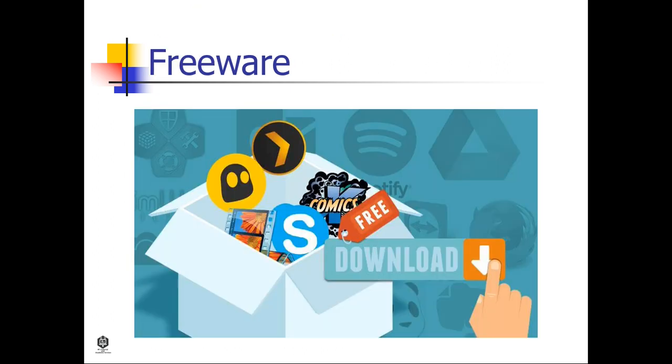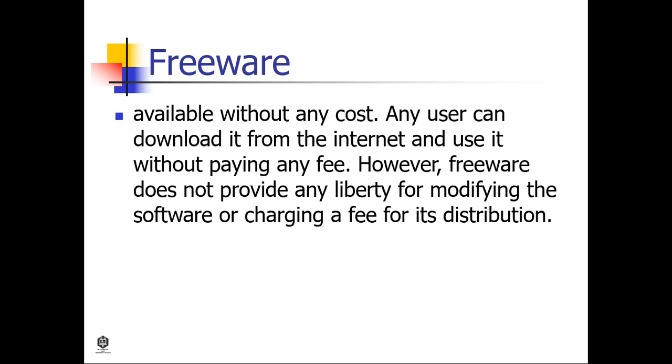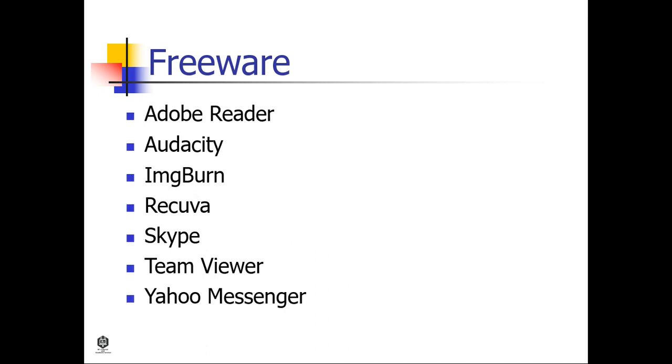Freeware. Freeware software is available without any cost. Any user can download it from the internet and use it without paying any fee. However, freeware does not provide any liberty for modifying the software or charging a fee for its distribution. Examples are Adobe Reader, Audacity, ImgBurn, Recuva, Skype, TeamViewer, and Yahoo Messenger.